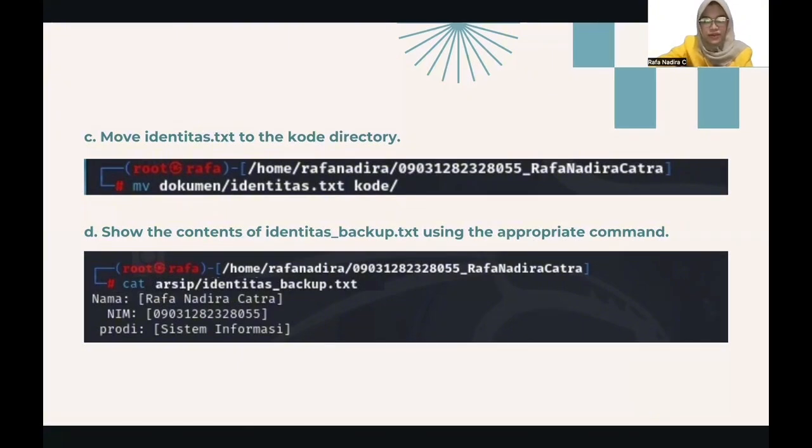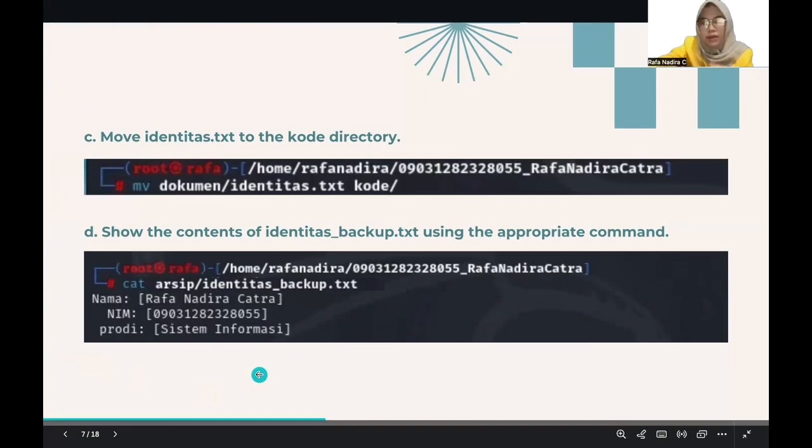And then D, show the contents of identitas_backup.txt using the appropriate command. And here I use the cat command to show the content of a file in the terminal. And then this is the content of identitas_backup.txt. They are my name, and my major.